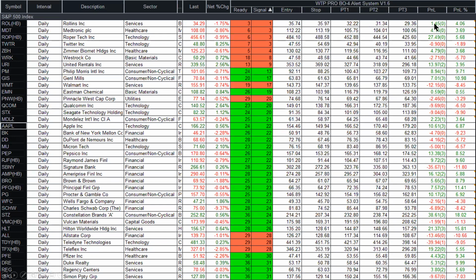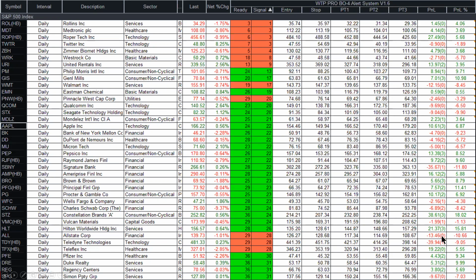And then this is the P&L. This is not an updated P&L once the trade is taken, by the way. This is just a P&L based on the last price. What's important here is what's in the parentheses. When you have 0 in the parentheses, it means that no profit targets were hit yet. 2 means 2 profit targets were hit. One profit target was hit, and the 3s are all 3 profit targets were hit.